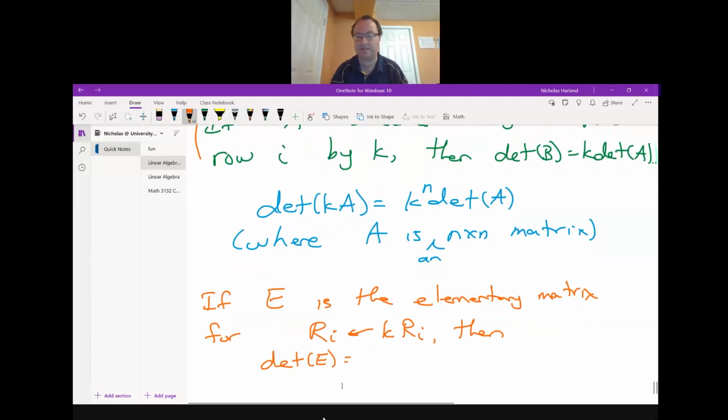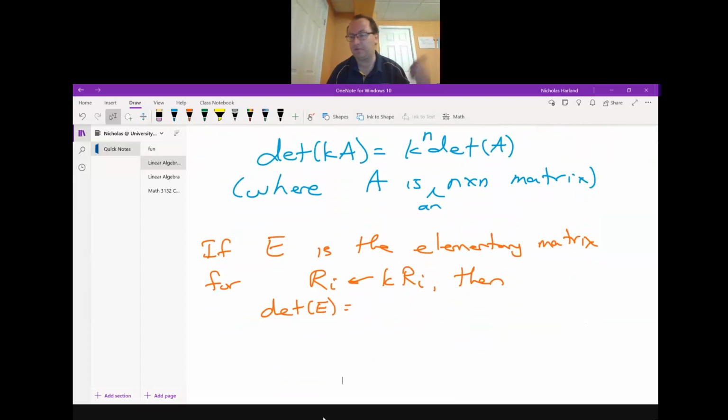Well, there's two ways we can think about this. The first way is we could just do it directly. You're going to end up getting a 1, 1, 1, a K somewhere, and then 1. That's going to be our elementary matrix, and then we could just use our rule for determinants of elementary matrices. Equivalently, we could also use the property and say, well, it would be the identity, which has a determinant 1, times K. Either way, we get that this is K.